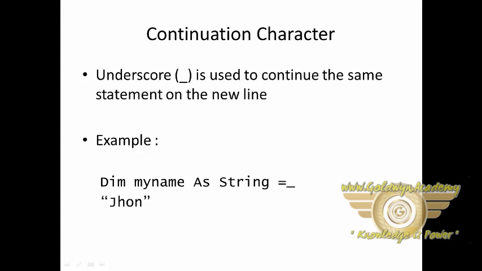This means when you have a long statement and you want to make it visible by using a new line, you can do that using an underscore. So if you are typing an underscore, Visual Basic will know that the next line is not a separate statement but a part of the previous statement itself. This way you can write down the same statement using many lines, just you have to put the underscore at the end of the line.